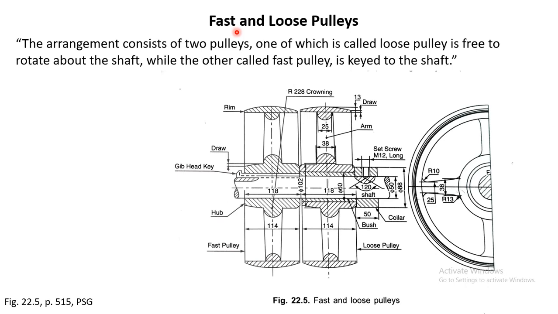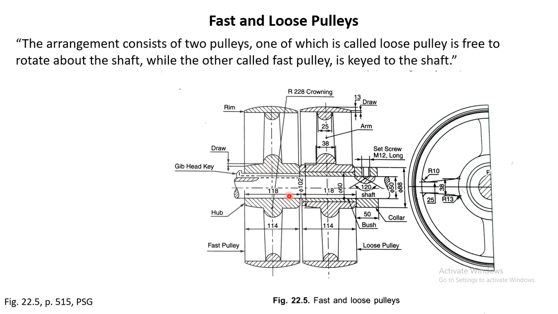Another type of pulley is called fast and loose pulleys. The arrangement consists of two pulleys, one of which, called the loose pulley, is free to rotate about the shaft, while the other, called the fast pulley, is keyed to the shaft. So in this case this is the fast pulley which is keyed to the shaft. A gib head key is provided here. So this is fixed to the shaft, so there will be no relative motion between the pulley and the shaft. Whereas this is the loose pulley, and the pulley can rotate around the shaft. So this has got a loose fit here.